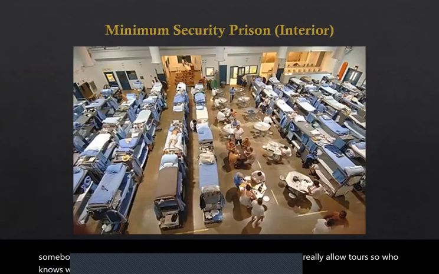So this is a minimum security prison, the interior of a minimum security prison. As you'll see, there are just rows of beds, three tall, right? And this is in either the feeding hall or the gymnasium. What a lot of minimum security prisons do is they have cells. If you have a cell, you're lucky. But because there are so many prisoners and we don't have enough prison space, it becomes a problem, right? So think about this.